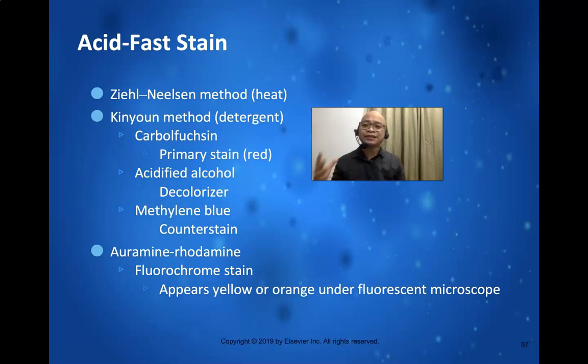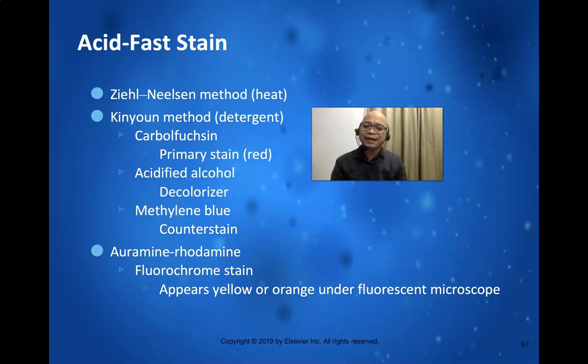Now, the Kinyoun's method is not the heat method or the steam method. It is the cold method because here, instead of adding heat, we add detergents such as tergitol, and we prolong the contact with carbolfuchsin. So carbolfuchsin still serves as the primary stain. The decolorizer is also an acid alcohol, but this time the counter stain is methylene blue. So an acid-fast bacilli will appear red, while non-acid fast would appear blue.